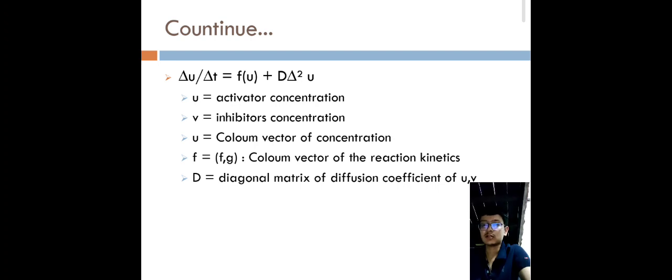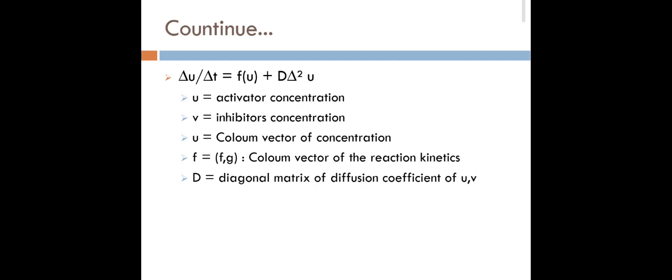This is the equation for the metastasis, that is ∂U/∂t is equal to F(U) plus D∇²U. Here U is the activator concentration, V takes for the inhibitor's concentration. U in the second half of the equation is the column vector for concentration. F is equal to the column vector of reaction kinetics. D is equal to the diagonal matrix of diffusion coefficients of U and V.